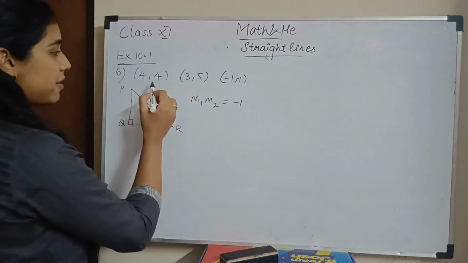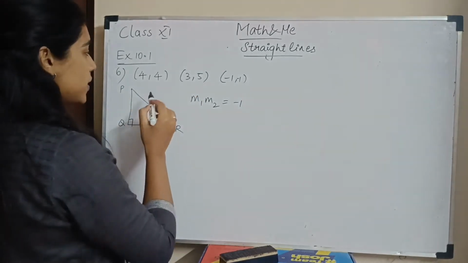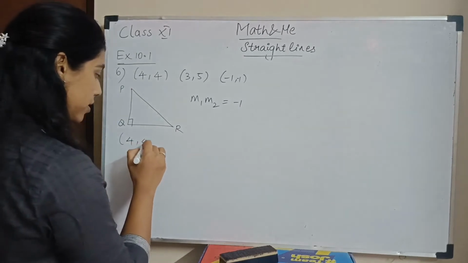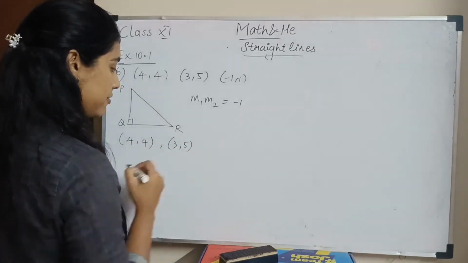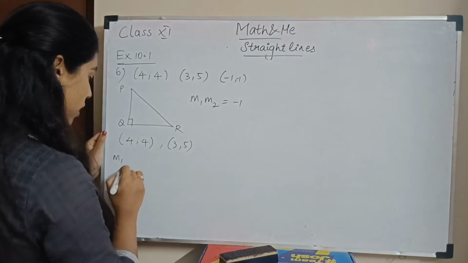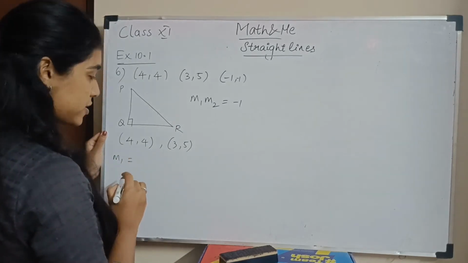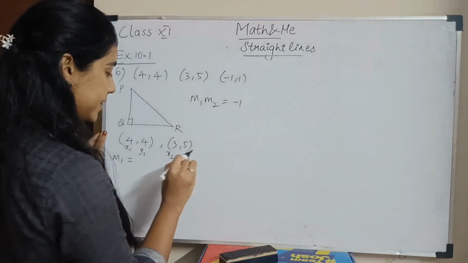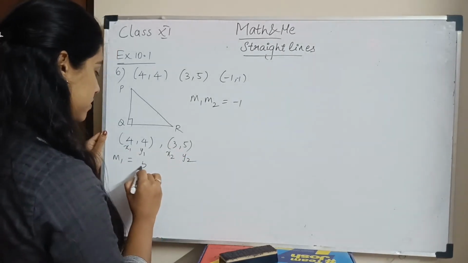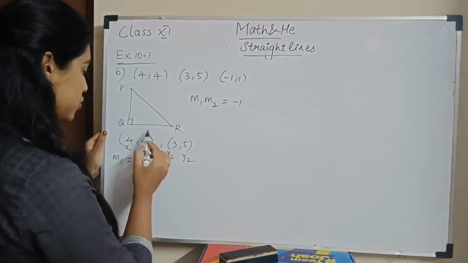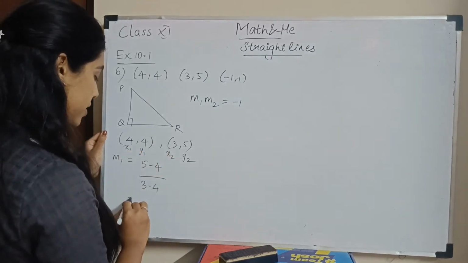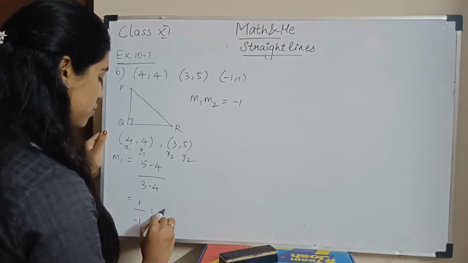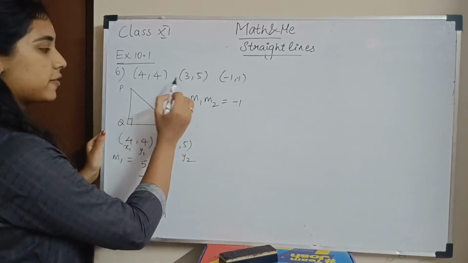So what do you have? You have 2 points. So let us find the slope of the first 2 points. So you have 4, 4 and you have 3, 5. So the slope M1 equals y2 minus y1 divided by x2 minus x1. So this is your x1, y1. This is your x2, y2. y2 minus y1 divided by x2 minus x1. So what do you have? 1 by -1, which is equal to -1. So this is the slope of the first 2 points.